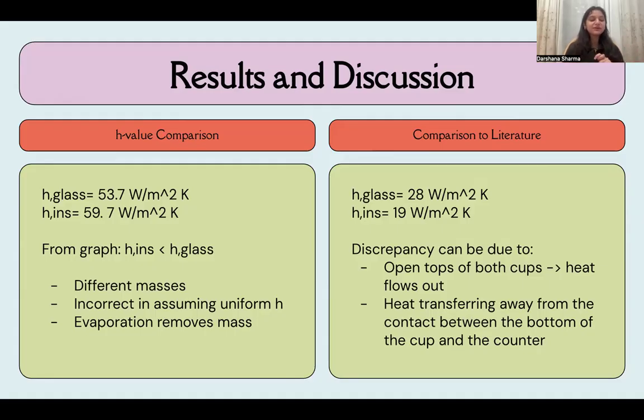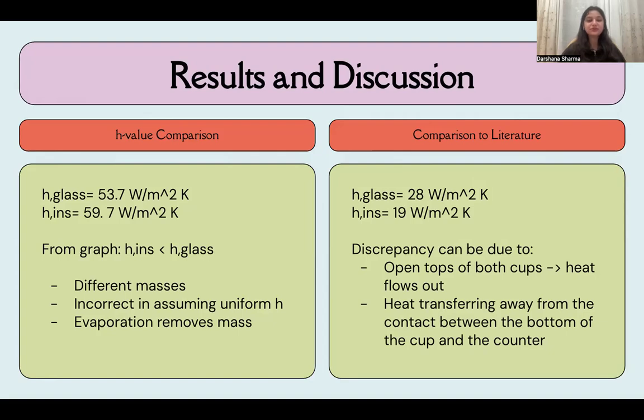And also, it's incorrect to assume uniform H because heat is also being lost from the top and from the bottom, and I can't really account for that. Additionally, liquid is also evaporating, which is removing mass, which means that our assumption of constant uniform mass is likely incorrect as mass is changing a little bit.